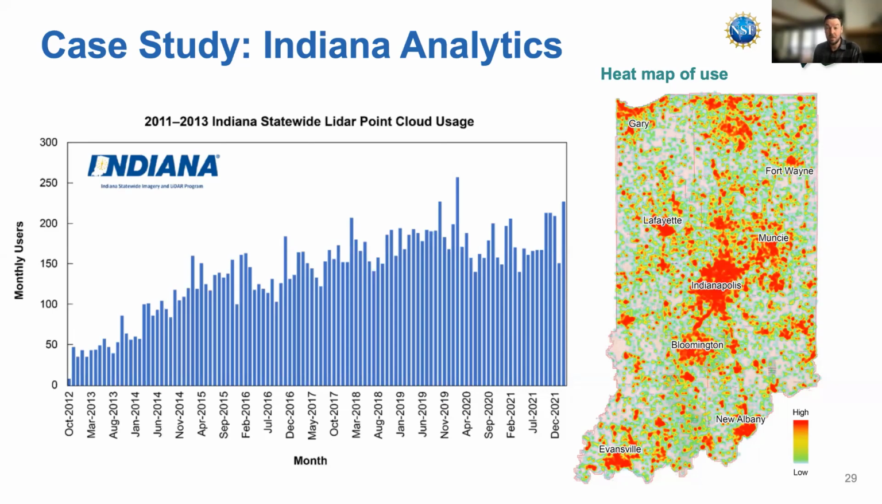And this is a map showing spatial utilization of these data sets. So when you have a statewide data set, people don't use the data consistently. So this is a heat map of how people use data, which is kind of interesting. And then temporal use. So basically, how do these data sets get used?